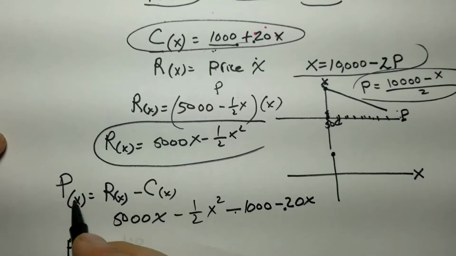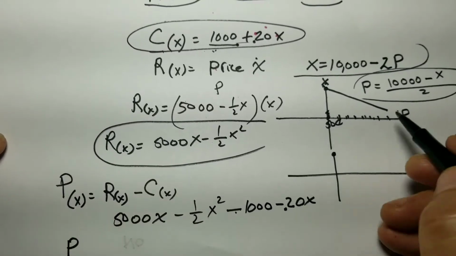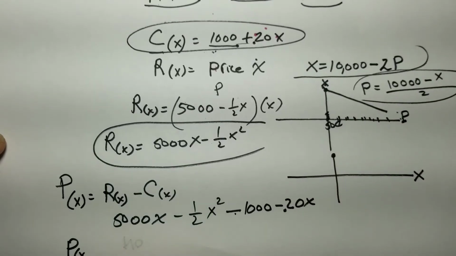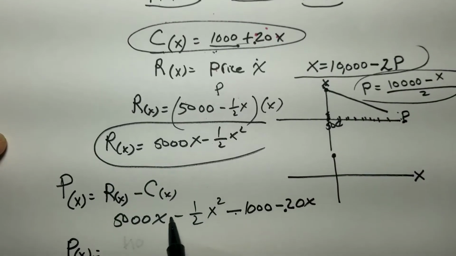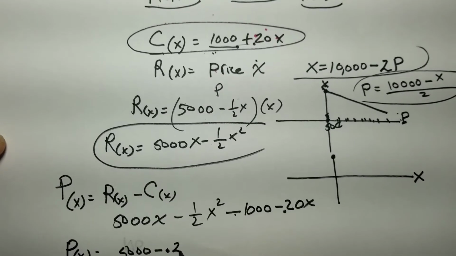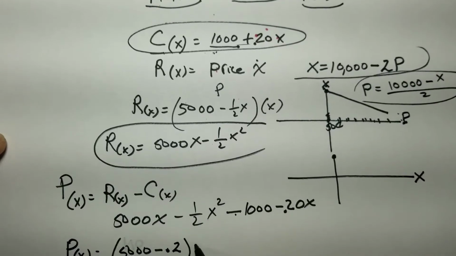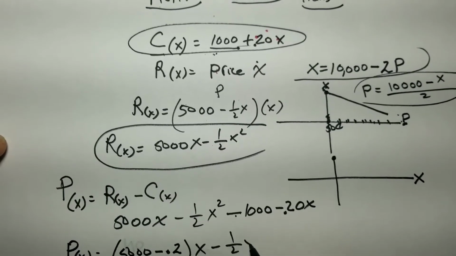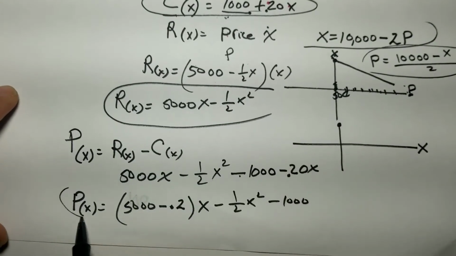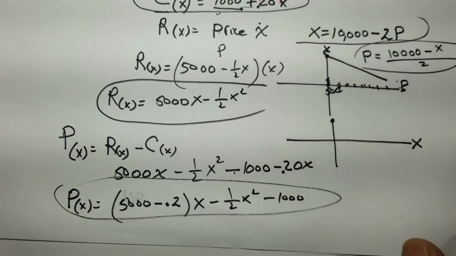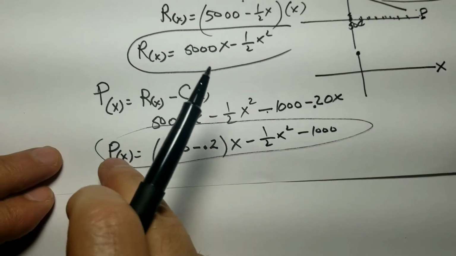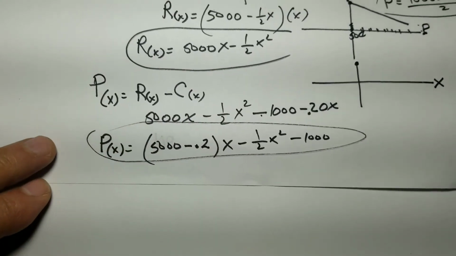Therefore, that's not a price. Price doesn't have P of x, I just put P. Therefore, your profit is going to be 5,000 minus 0.2x minus 1/2x squared minus 1,000. See, that's your profit. And I'm going to ask you, when is this going to become maximized?